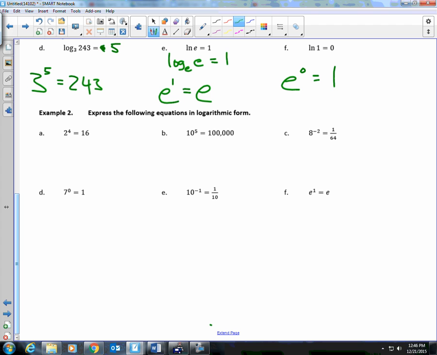It says express the following equations in logarithmic form. So now we have exponentials. We would like to express in logarithmic form, so the other way around. So I write log, and then I put my base. What's the base? 2. Logarithms solve for exponents. What is the exponent? 4 is the exponent. 16 goes here. Base, exponent, the other number.